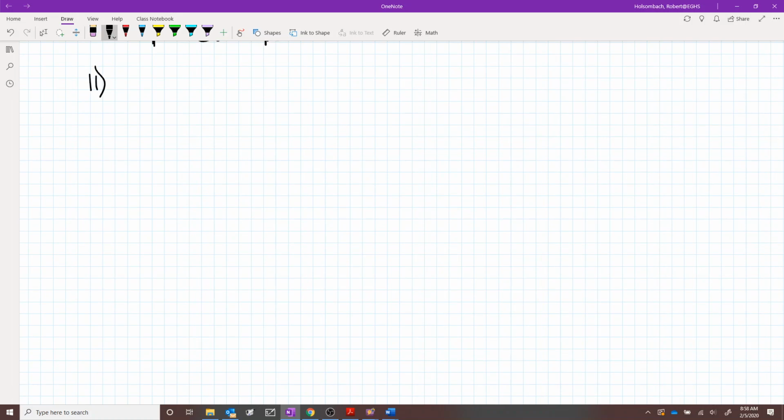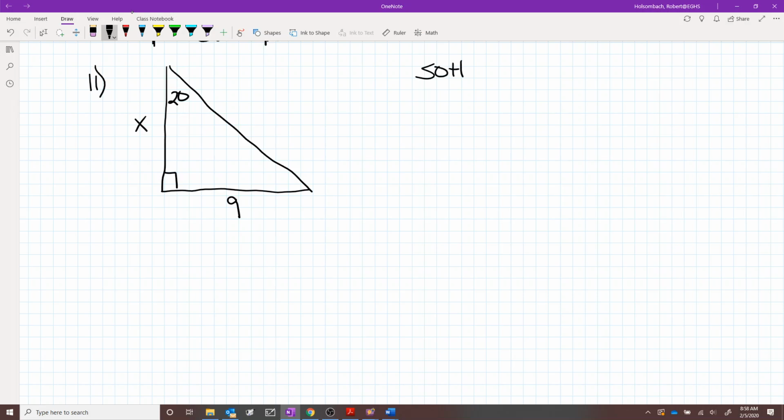Number 11. You've got a 20-degree angle, a side that's x units long, and a side that's 9 units long. So we are back to trig ratios. And in relation to this 20-degree angle, we are working with the opposite side and the adjacent side. Opposite and adjacent is tangent.